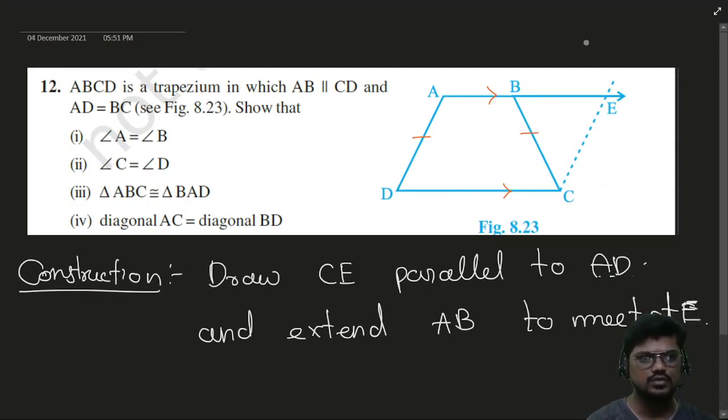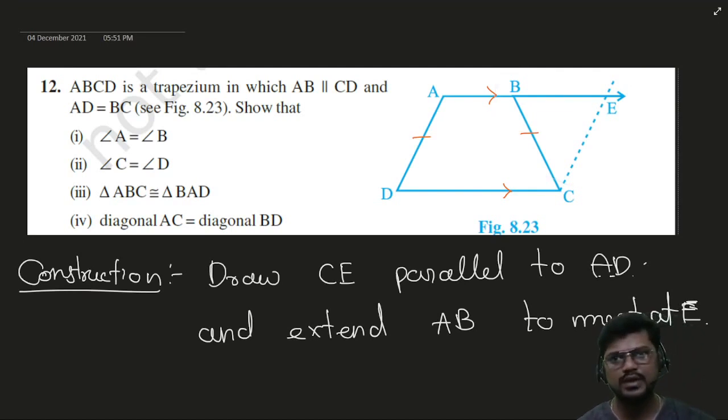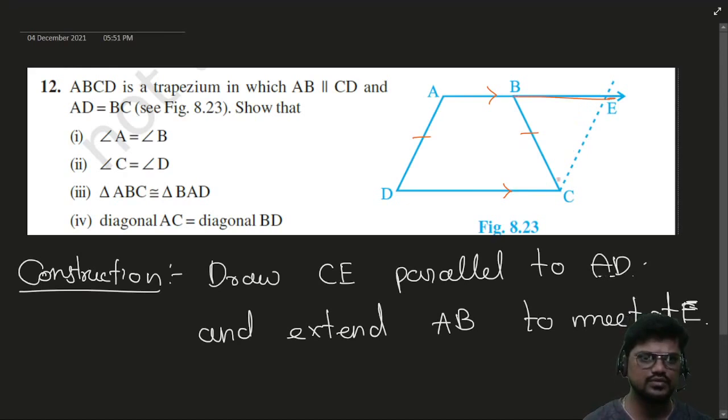This part you have to draw. This extra part, this line and this line, will not be given if this question comes in the exam. They will only give you the trapezium. Now you have to prove that angle A equals angle B. How can we prove this?